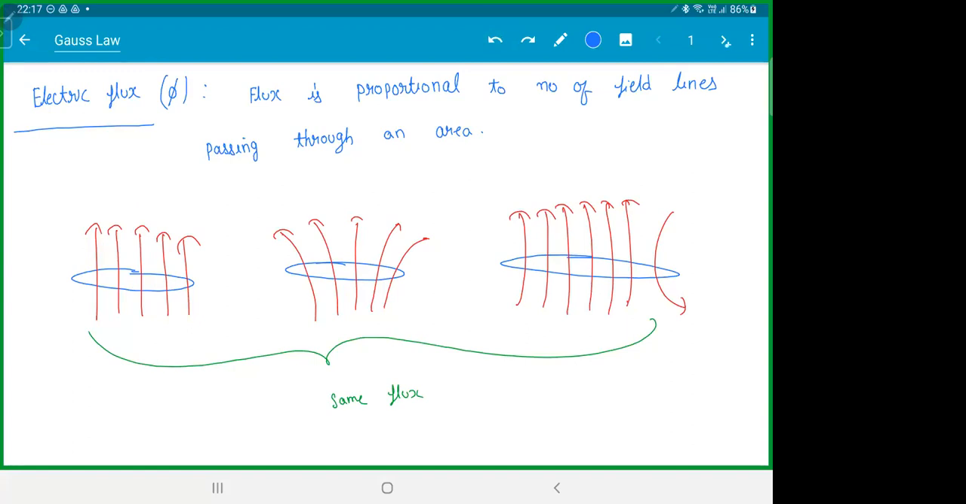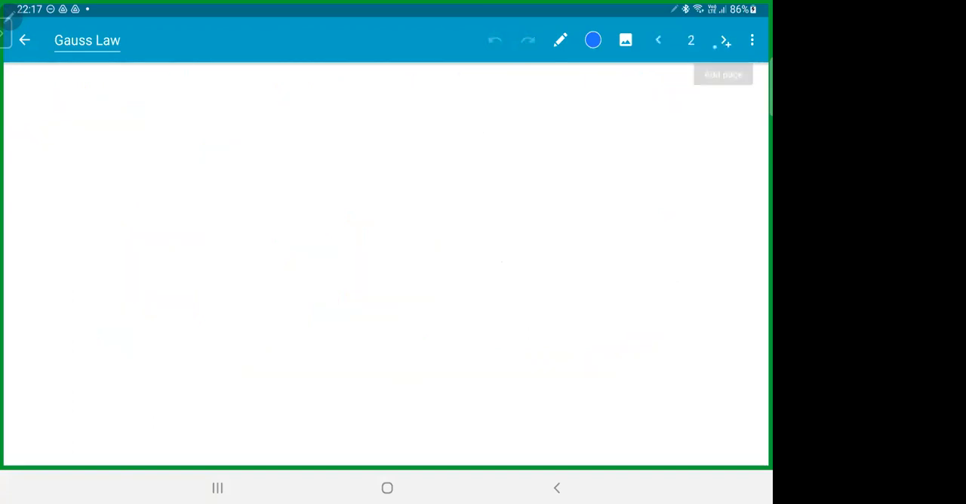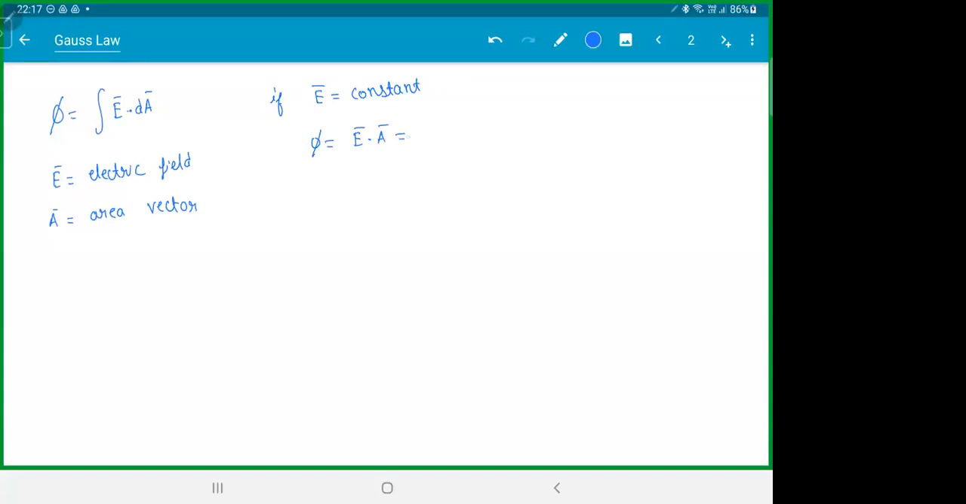Clear. Now, if you go for a more technical definition, this is more of a theoretical definition of flux. The technical definition of flux is given by integral E bar dot dA bar. E bar is your electric field. A bar is your area vector. If E bar is constant, E comes out of the integral. The flux formula becomes E bar dot A bar, which is mod E mod A cos theta.